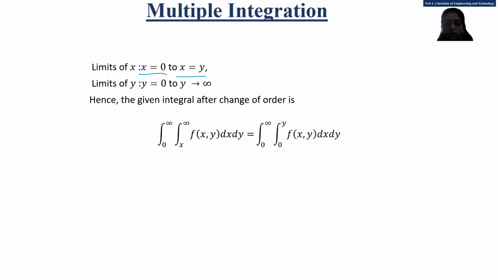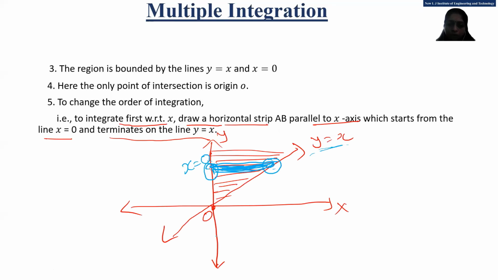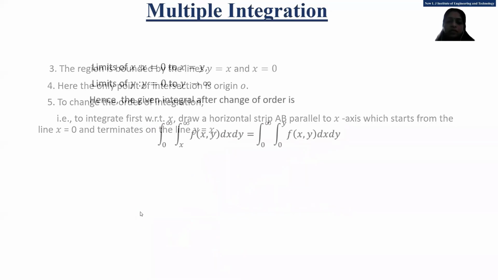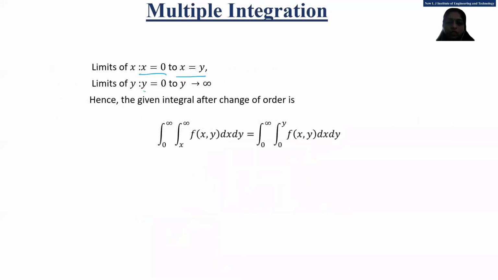And for the limit of y, from the bottom point of the region to the upper point of the region. The bottom point is the origin, and there is no upper part. It is infinite. So the limit of y is y equal to 0 to y tends to infinity.